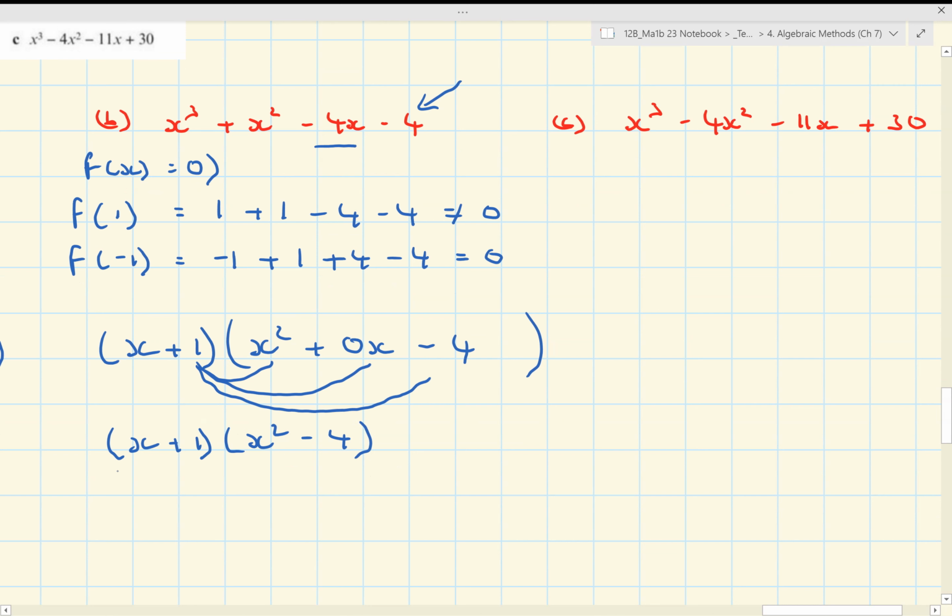Can I factorize it again? Yes, I can, because of course the second of those factors is the difference of 2 squares, the difference of x squared and 4. So there is part B factorized completely. Okay, part C.